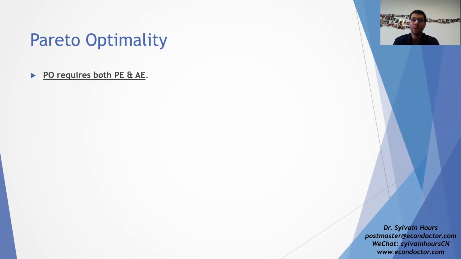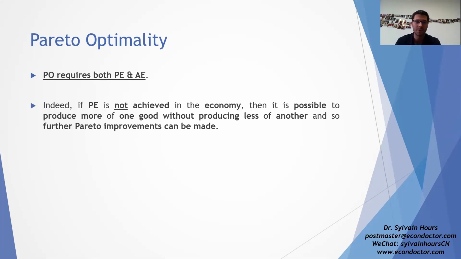Pareto optimality requires both productive efficiency and allocative efficiency. Again, the explanation is a bit complex in the sense that these concepts come from very different theoretical frameworks, but here's how you can justify it. Here's how you can explain it to your students. If we did not achieve productive efficiency in the economy, then it means that we could produce more output, more of one good, for example, without producing less of another. And in this case, you have more output, so you have a bigger cake.